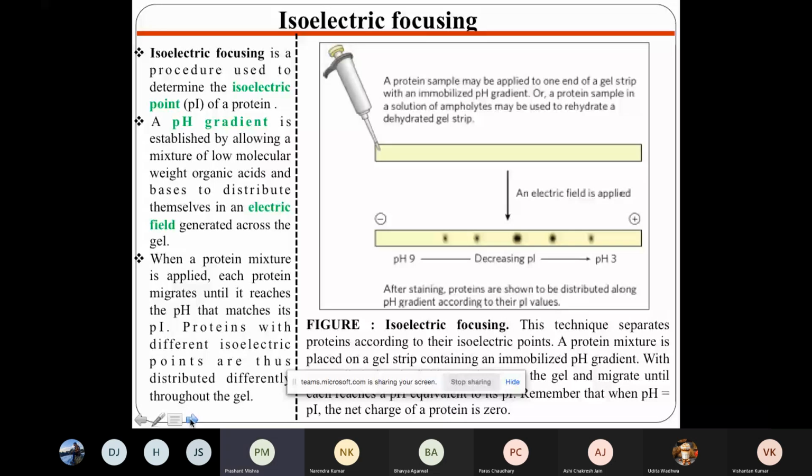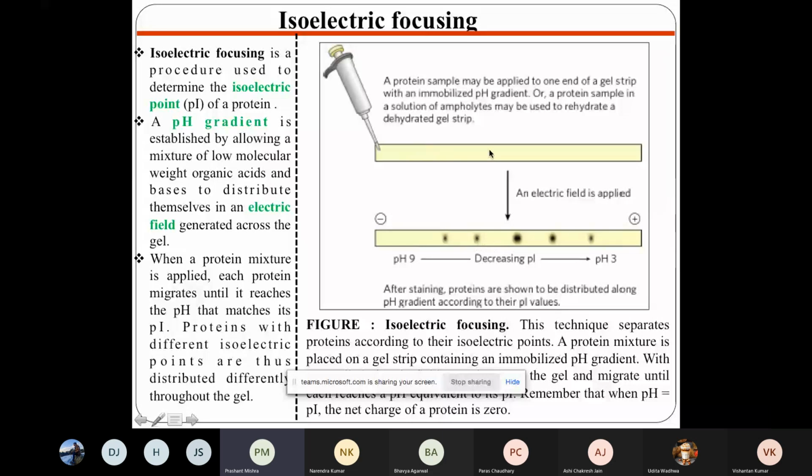So here what we do is that we make the gel. This is a gel strip, and this gel strip is immobilized with an immobilized pH gradient. So you have a gradient of pH, and this gradient of pH is in 0.1 increments. For example, it is from pH 9 to pH 3. You will find that there is a decrease. You have several pH present on this strip.